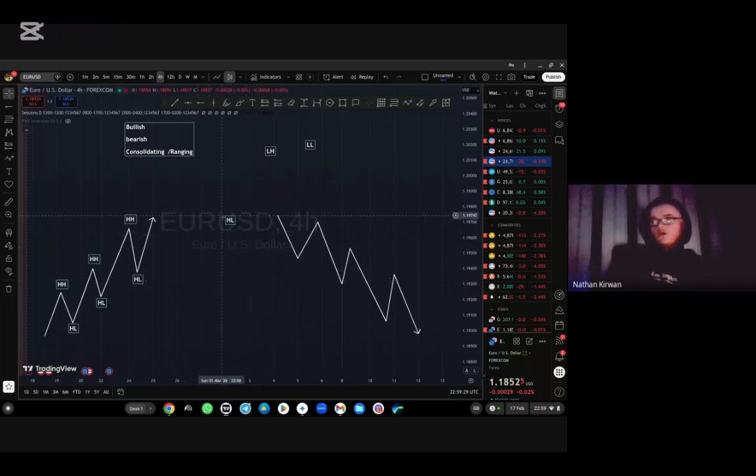Now, if we're in a bearish trend, you have a lower high and you have a lower low. So this is going to be your lower low. Why? Because it's lower than the previous low. This is going to be your lower high. Why? Because it's lower than your previous high. It's very simple stuff. Lower high because it's lower than this one.